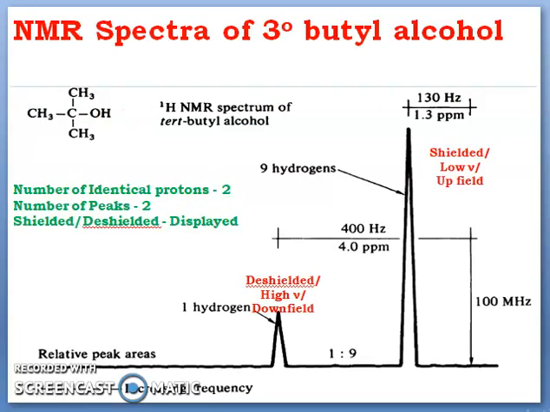Before going to this, let us revise the contents of the previous module. We all know that the number of peaks obtained in an NMR spectrum purely depends on the number of identical protons present in the molecule.